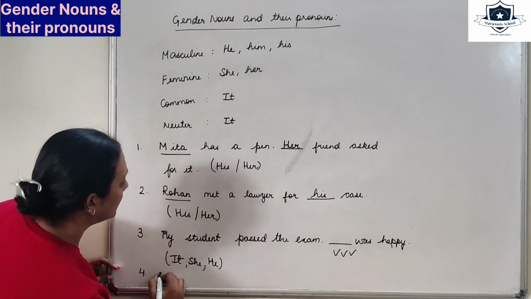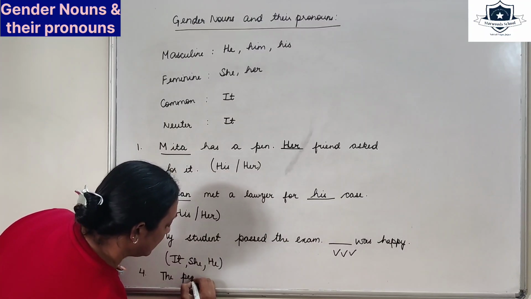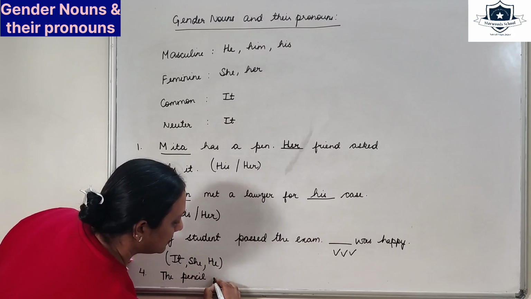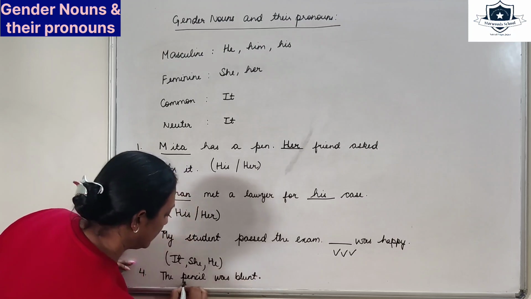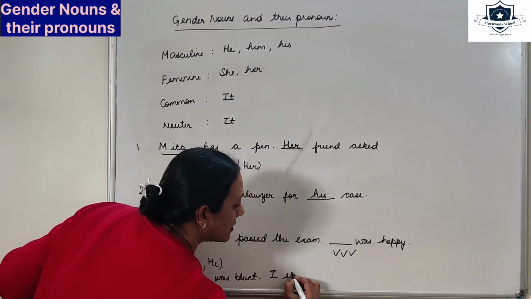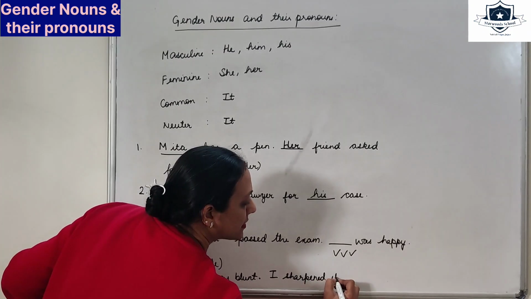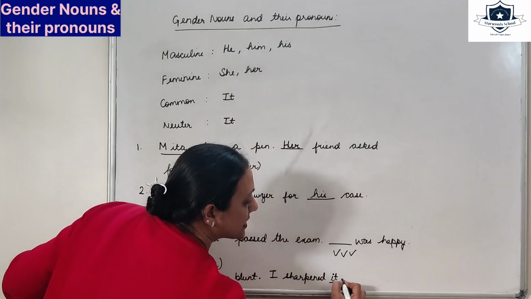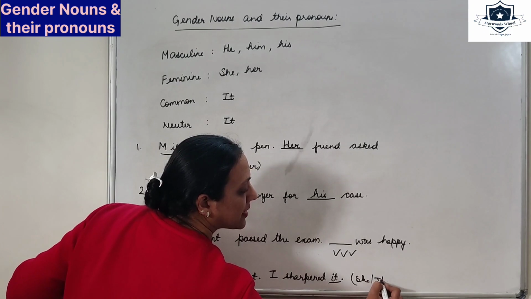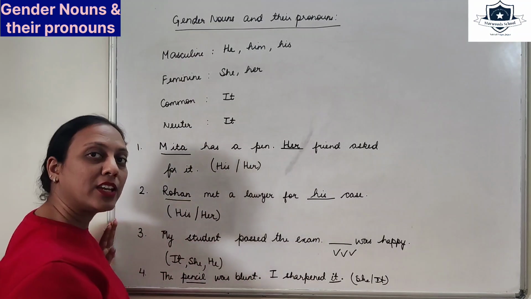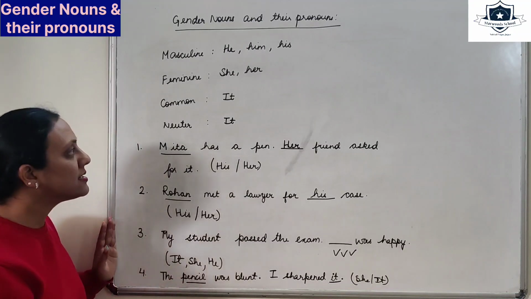Fourth one is the pencil was blunt. I sharpened it. It would be the answer if I give you the option she or it. I sharpened it. I cannot write I sharpened her. I sharpened she. I sharpened he. So these are a few examples.